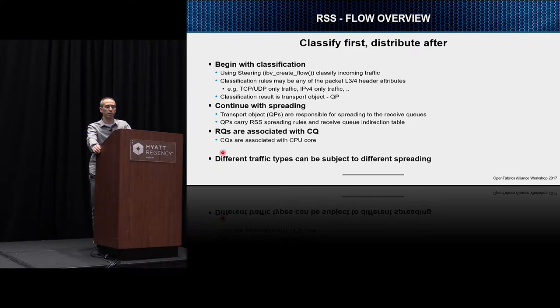The flow with Ethernet is that we classify first and distribute after. What does it mean? Classification means that using the IBV create flow, we push a filter into the hardware that steers traffic based on headers into a specific QP. And this QP will carry RSS spreading attributes. Once this flow was classified and steered to a specific QP, the QP that carries the RSS hash attribute will be responsible for the distribution. In the distribution, there is the QP's indirection table with multiple queues. The distribution to those queues will be based on the RSS hash, which is a property of the QP.